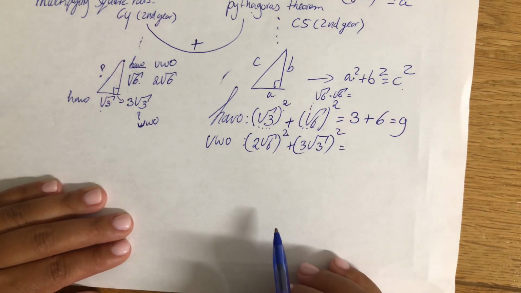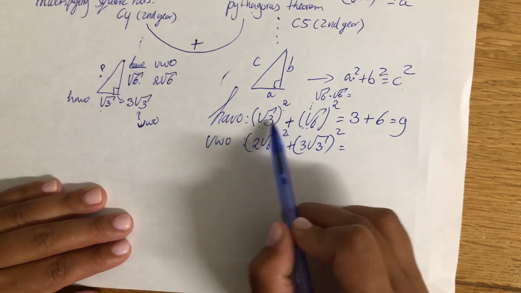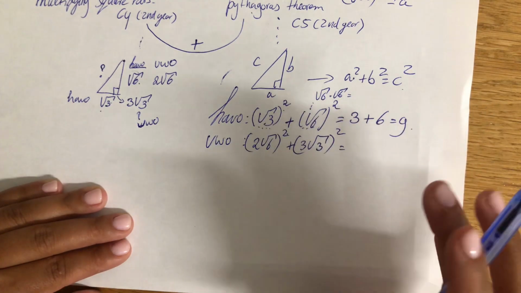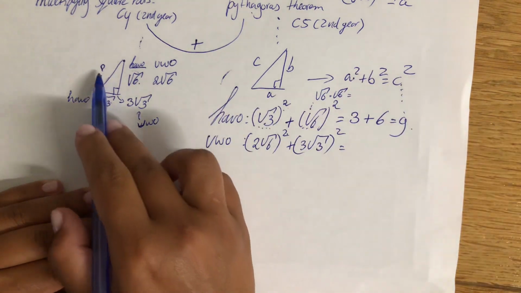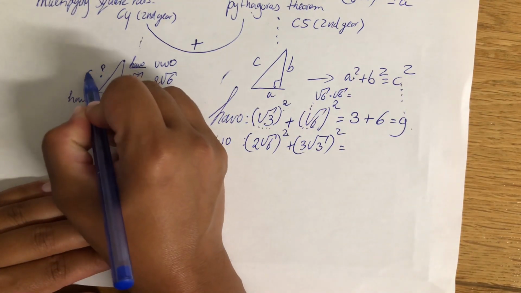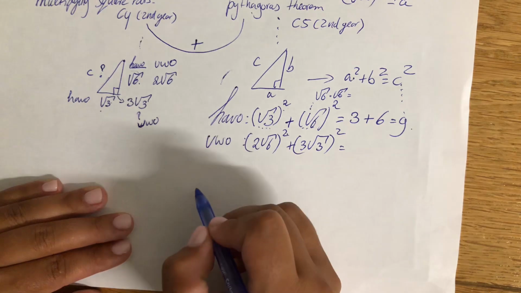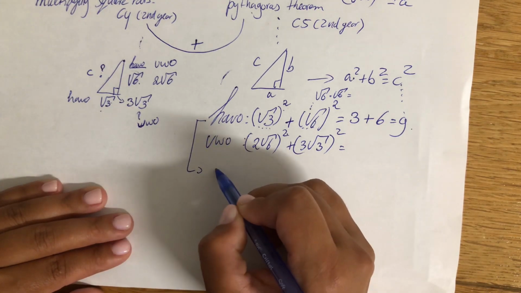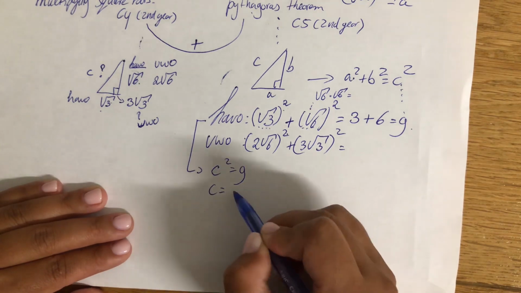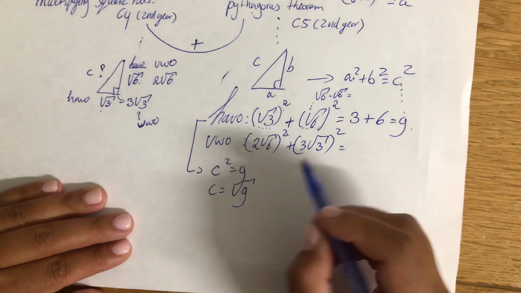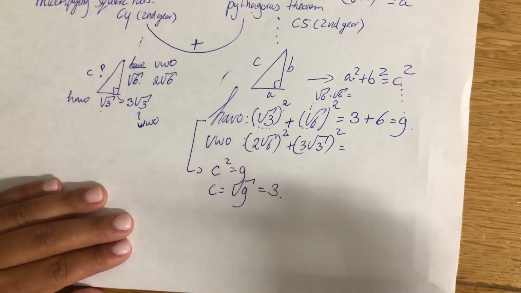I am super sorry for writing it in one sentence, but please bear with me. It's 9, and that is equal to c squared. So what is eventually c? We're going to write it down here. c squared is 9, so c is the square root of 9, which is 3.